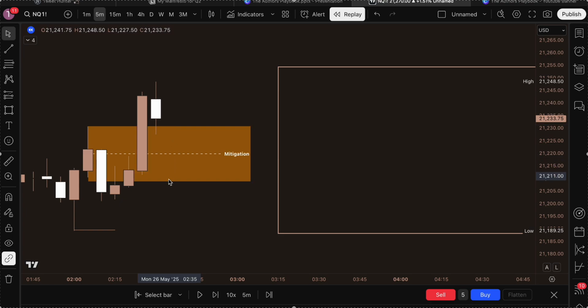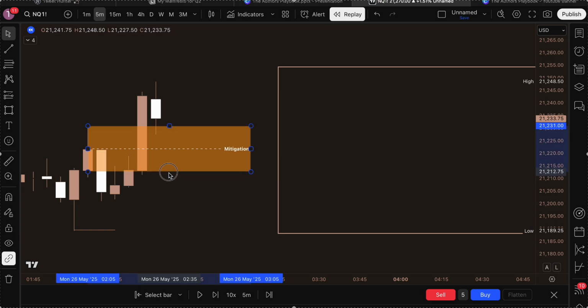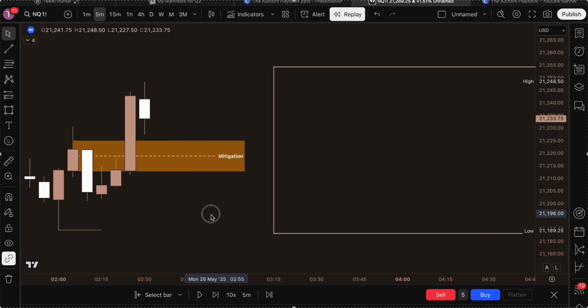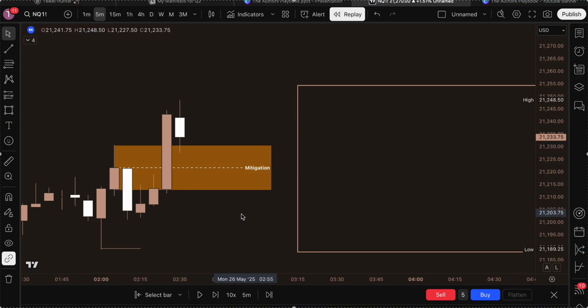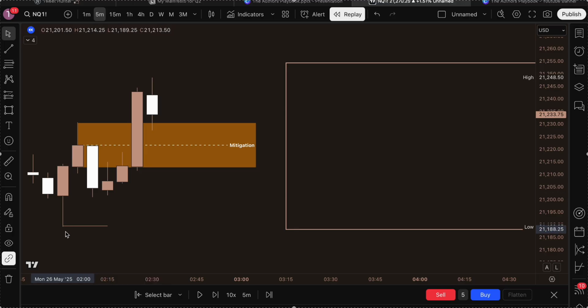Right here. Now, me personally, I would have marked it out like this. That's just me. But it's because I'm a designer, so I don't like too much confusion. But of course, you can just mark out this, right? Notice, by the way, this failure swing is an SMT on a pair that you don't need to look at. For example, on NQ, it's probably on ES Mini or on the S&P 500.